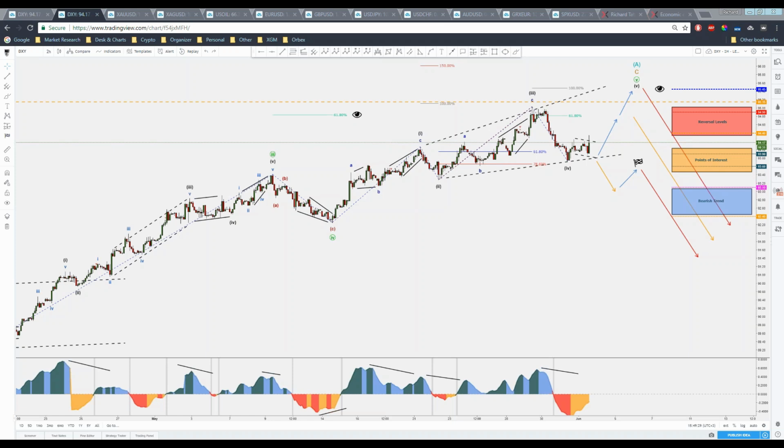Gold hit the monthly bullish trend line and reversed. Do you think the trend line could be broken today?